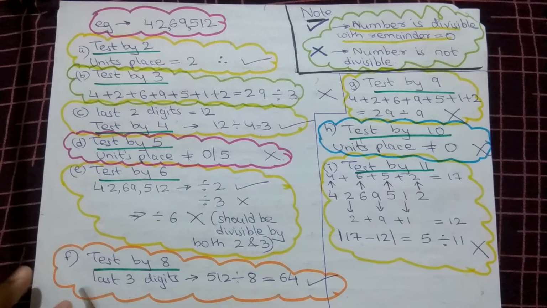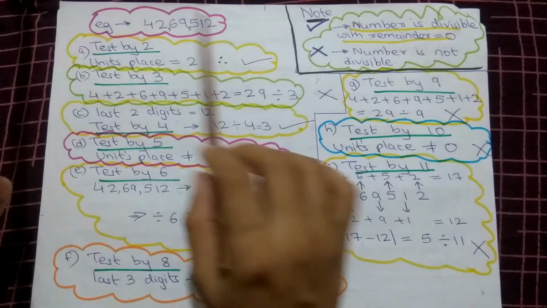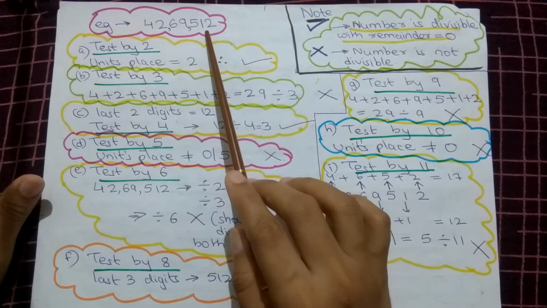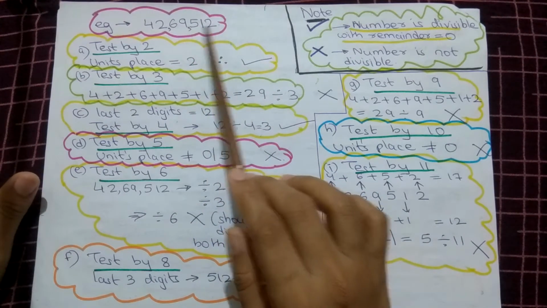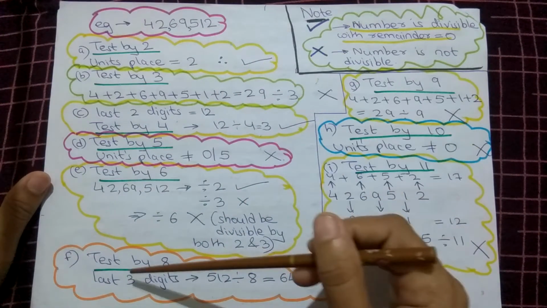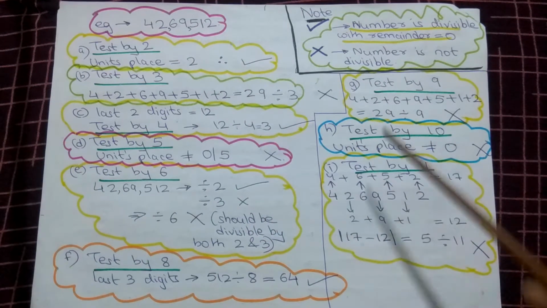Divisibility test by number 8. If the last three digits of the number are divisible by 8, then only the original number will be divisible by 8. In our example, the last three digits of the number are 512. This is divisible by 8, so the original number is divisible by 8.